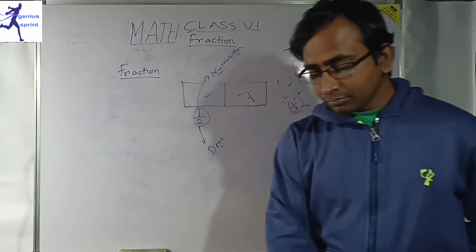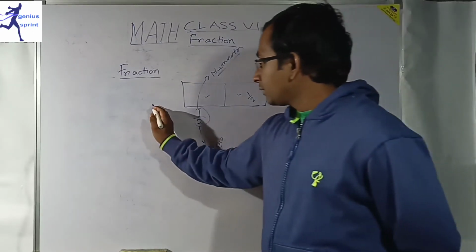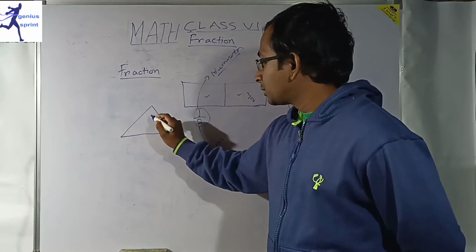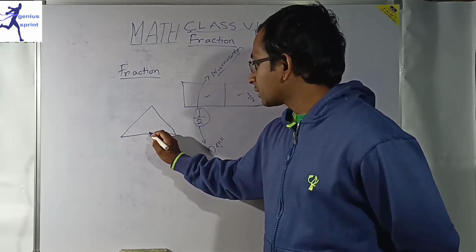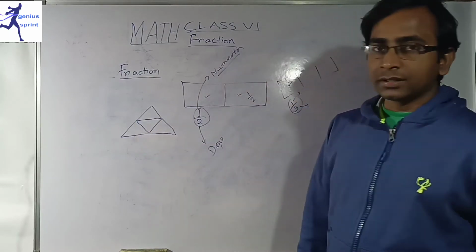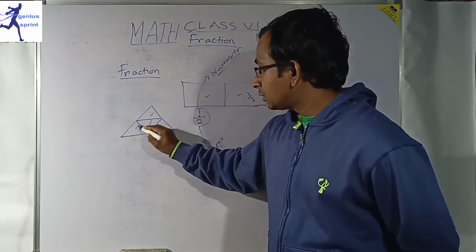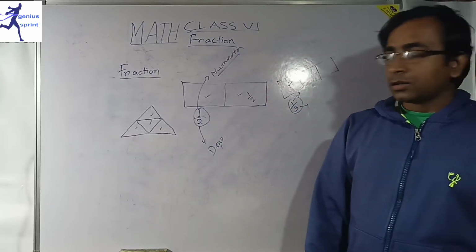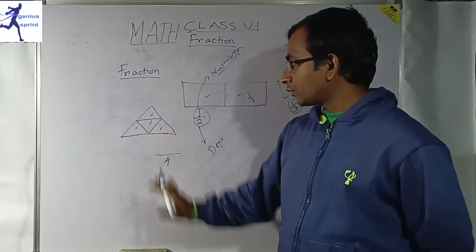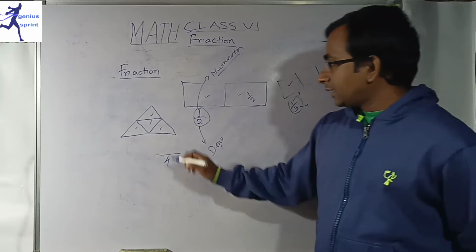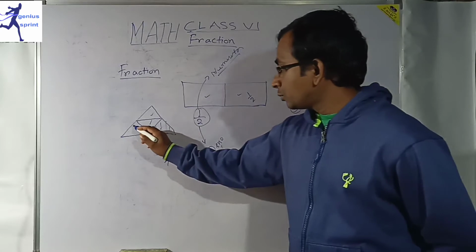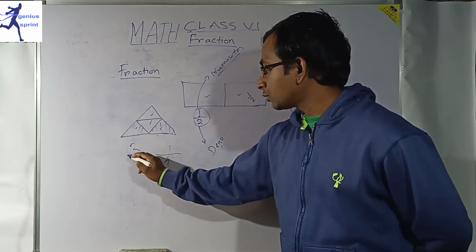Suppose this is a figure. They can give it in different forms also. Suppose it is a figure, and here I have classified this entire figure into different segments. How many segments are there? 1, 2, 3 and 4. 4 equal segments are there. So I can take the denominator as 4 because there are 4 parts in total. If I take only one part of it, then it is 1/4. If I take two parts of it, then it is 2/4.